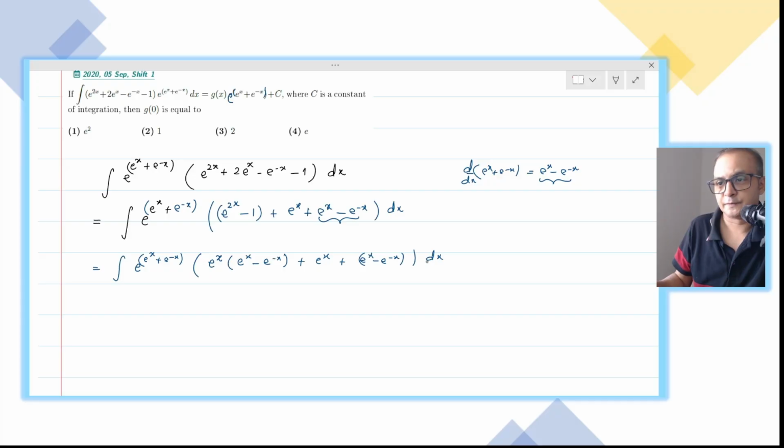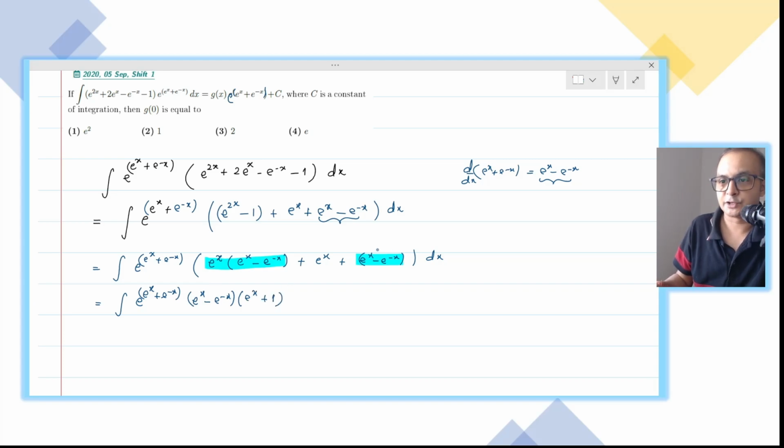Now we observe that from these two terms I can take e to the power x minus e to the power minus x common. So I will write it here, e to the power x, e to the power minus x, like this. And after taking common, what we are getting is e to the power x minus e to the power minus x. And we are left with, please understand what I'm saying. I am taking these two terms and taking common e to the power x minus e to the power minus x from them. So I took this common, so I'm left with this e to the power x here and plus 1 here.